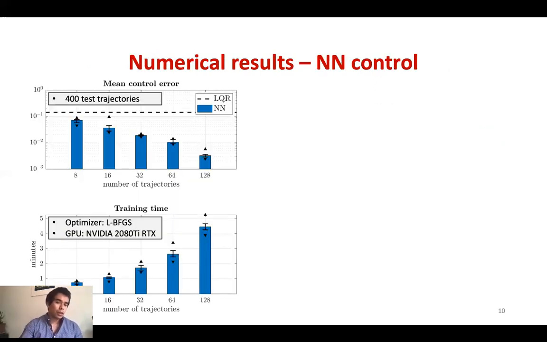Okay, so what we've done here is we've built some data sets of different sizes, and you can see the number of trajectories in each of those training data sets on the x-axis of these plots. So they go from 8 trajectories to 128. And each of those trajectories contains a few hundred data points in it.